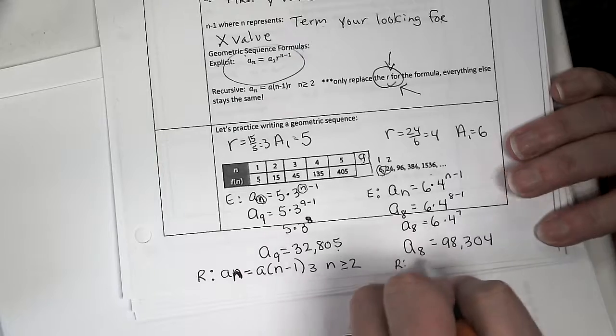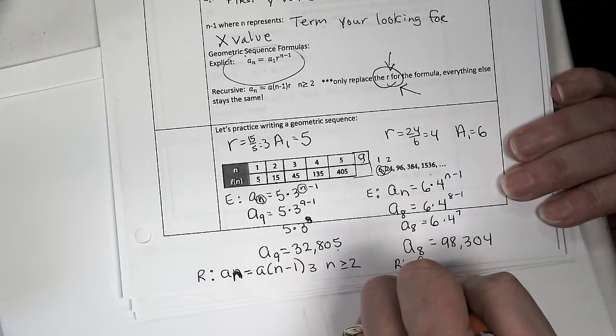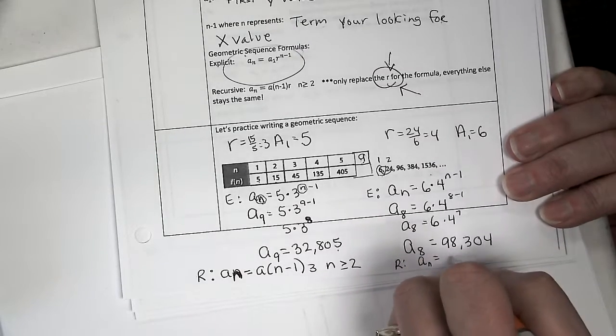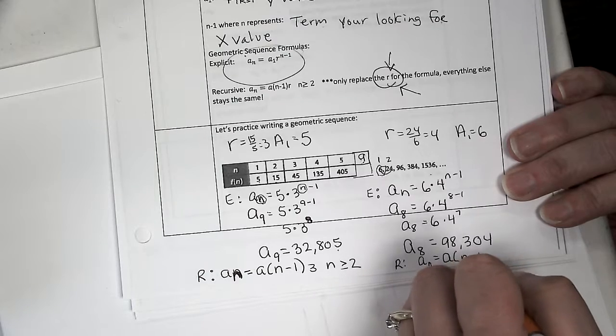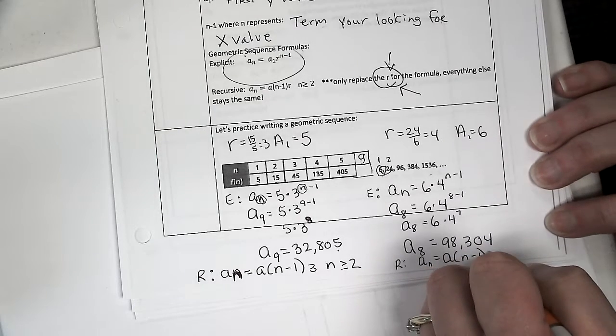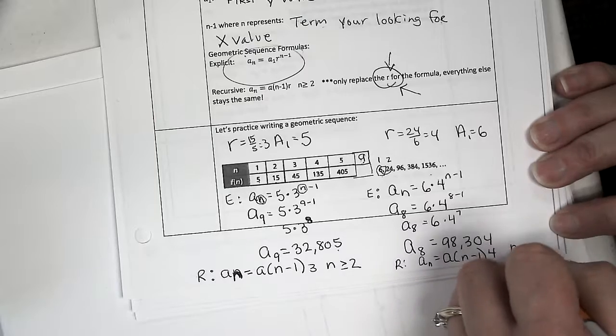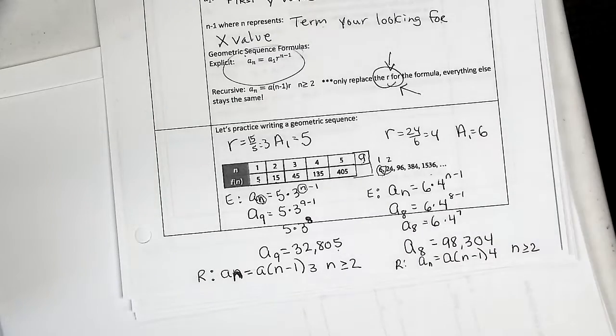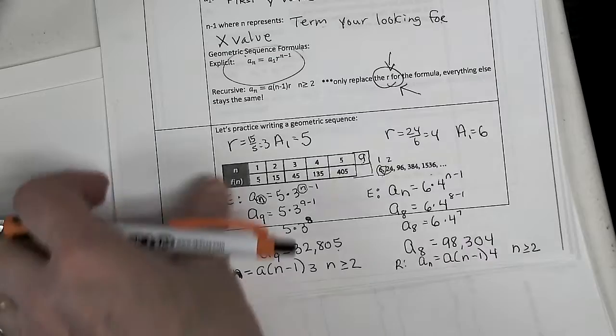All right, so now you're going to flip it over to the next page. So here's the deal. What if we don't have the first term and we need the first term to write the rule? We're going to work backwards, okay? So write that down, we work backwards.